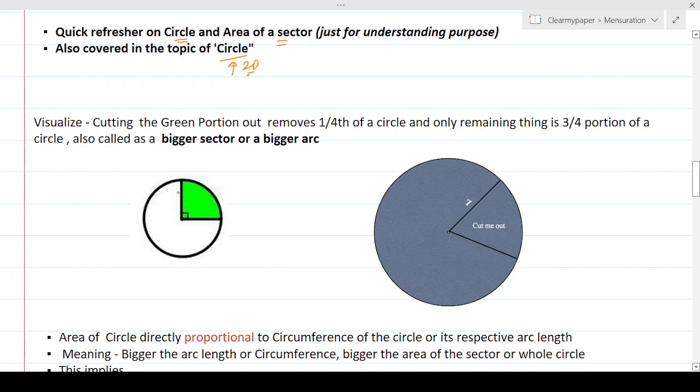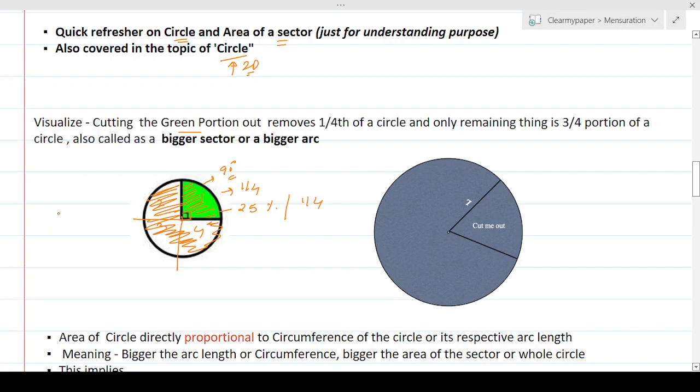Visualize that this green portion I'm cutting out, as if I'm taking a scissor and completely cutting it out. This green portion is 1/4 of a circle. If you take these as quadrants, this is the first quadrant, this is second, this is third, and this is fourth. So exactly one quadrant, exactly 90 degrees, I'm removing. That is 1/4 of the circle I'm removing. And the remaining thing is just going to be this 3/4 piece of the circle, whatever I'm highlighting, that's the only thing remaining.